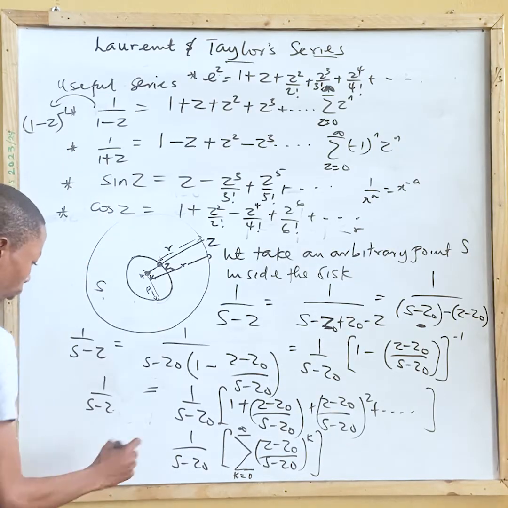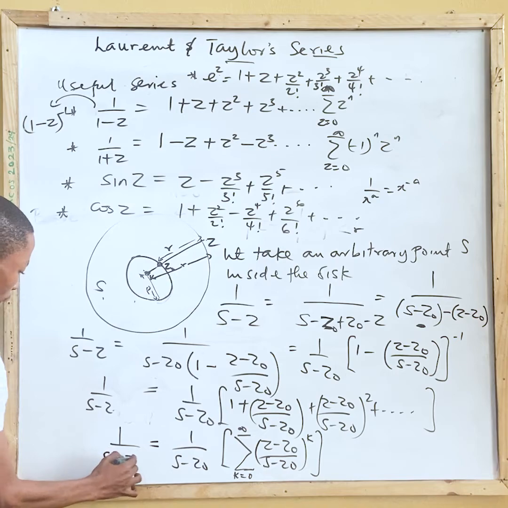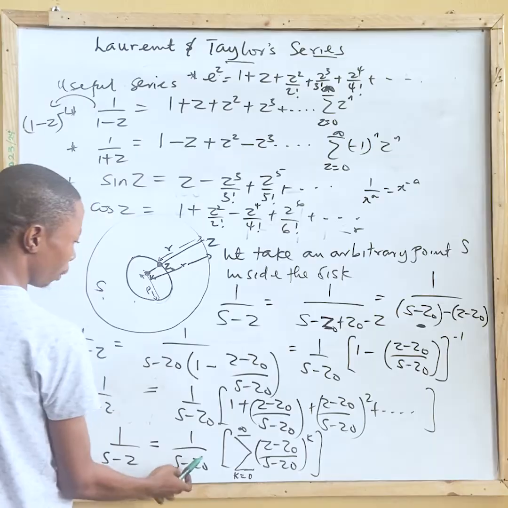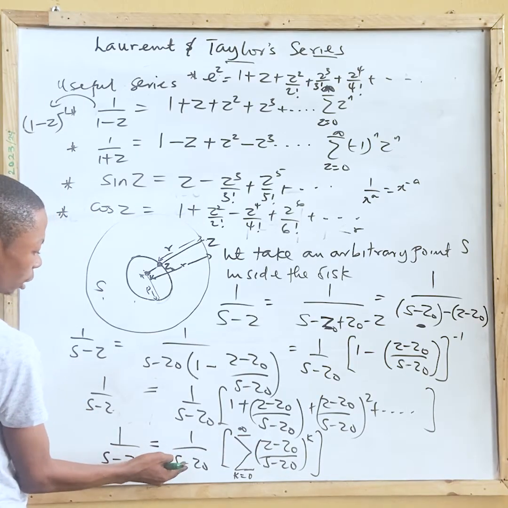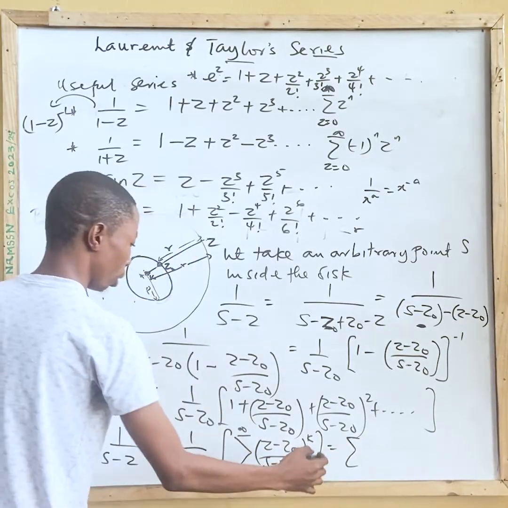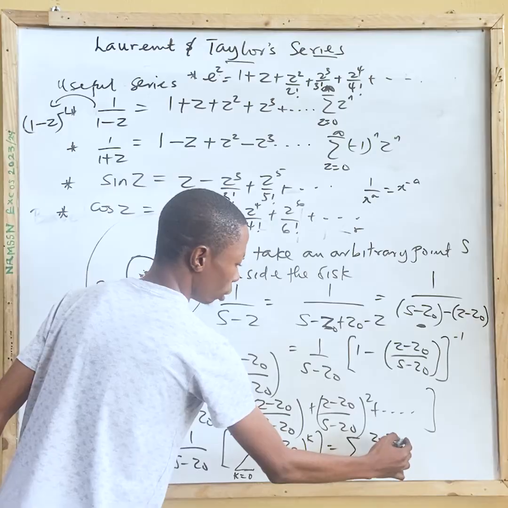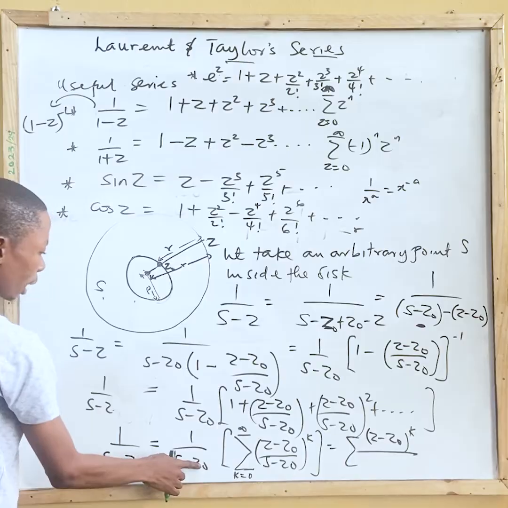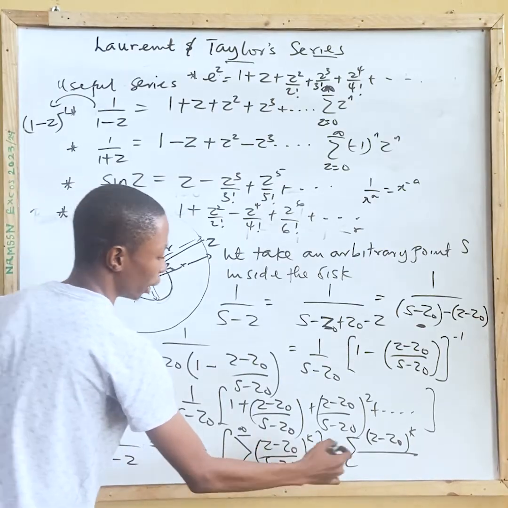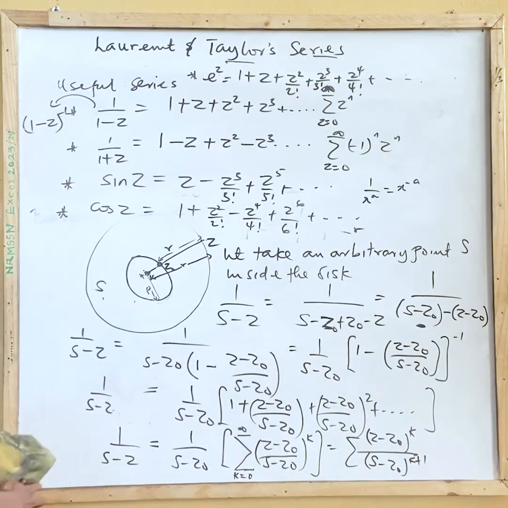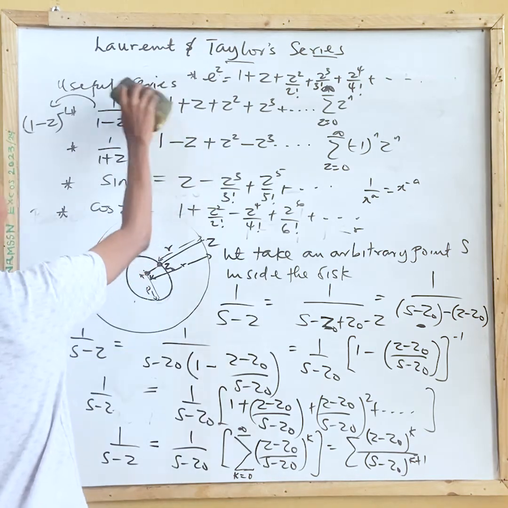So 1 over s minus z is where we are coming from. If I now open the brackets with 1 over s minus z naught, this will be the summation of z minus z naught all raised to power k, divided by s minus z naught times s minus z naught raised to power k. It will be s minus z naught all raised to power k plus 1. So we are getting there.